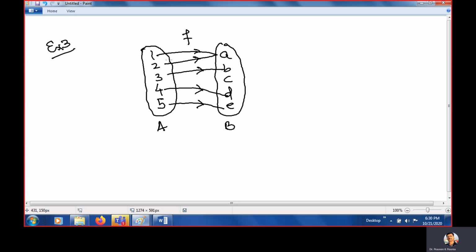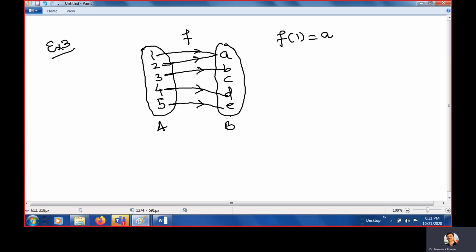I told you two things. One thing is that every element of set A is connected: one is connected, two is connected, three is connected, four is connected, five is connected. So the first condition is satisfied. What is the second condition? That it must be connected with one element only. Let us see. What is the image of one? The image of one is A. So it is written f(1) = A.